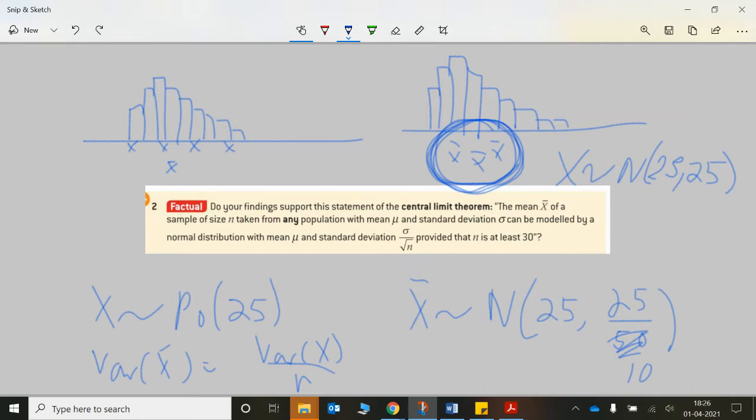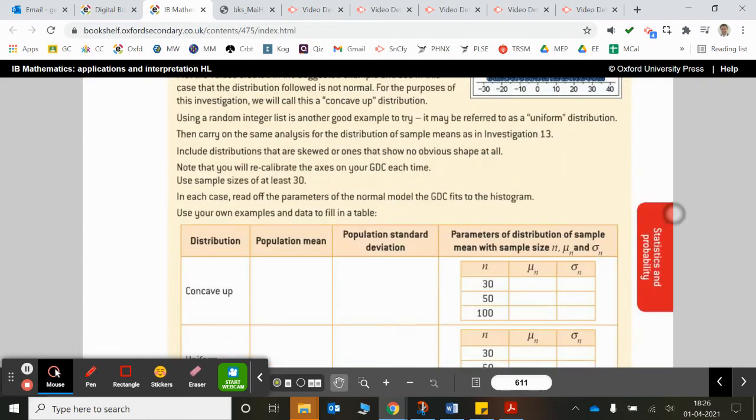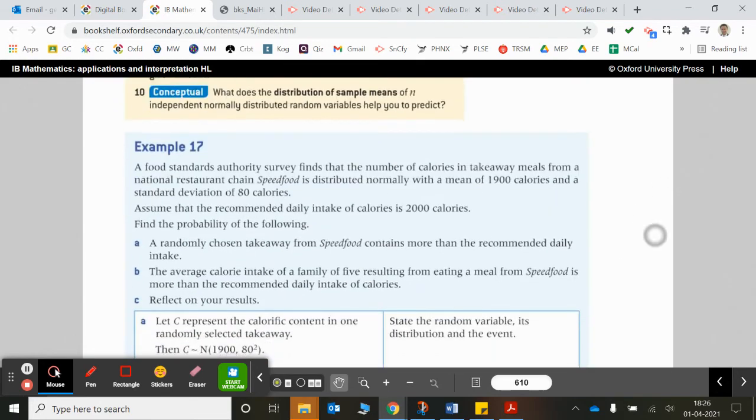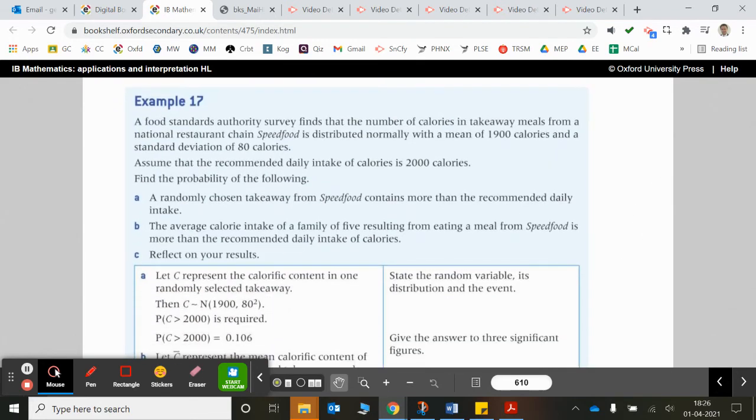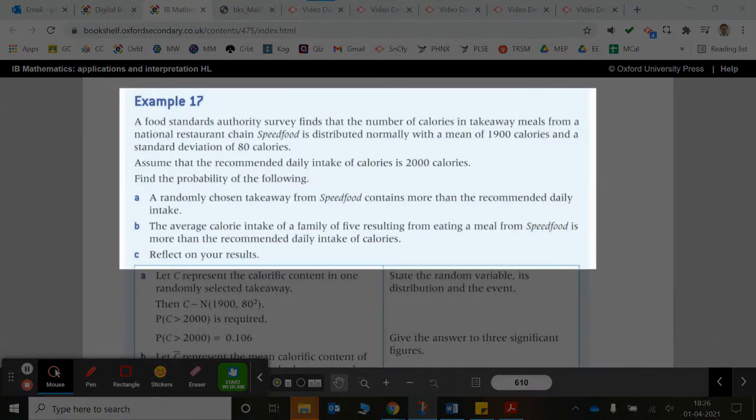Right, so let's deal with a question here. Let's deal with example 17 maybe, and then 18, 19. Let's see if we can go through these ones. So let's do 17. Food Standards Authority. These get a little tricky now. Let's try this one out.